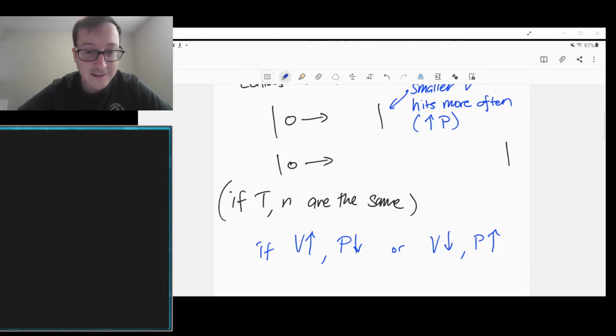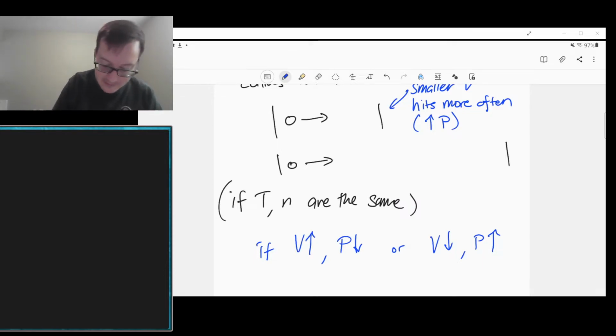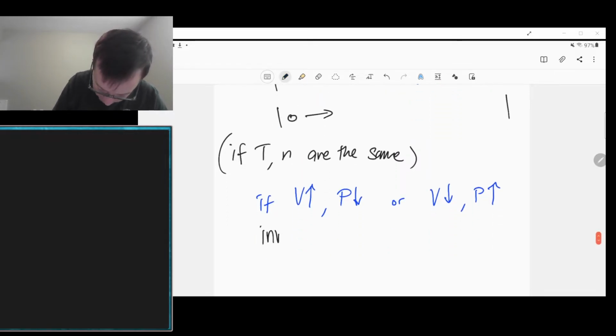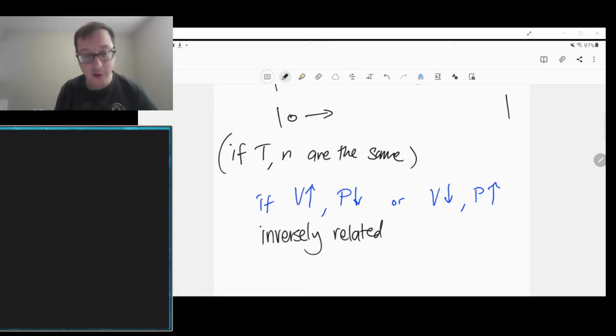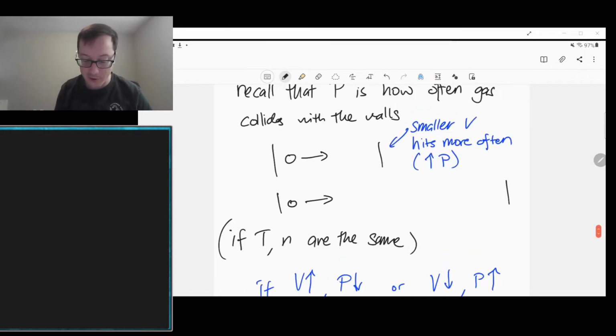We're not gases, we are solids, although we are made mostly of liquid, but that aside. The relationship there is inverse between the two. This is an inverse relationship. As one goes up, the other one goes down. So notice we have the smaller volume, it's going to hit the sides more often. If we have the larger volume, it's going to hit less often.